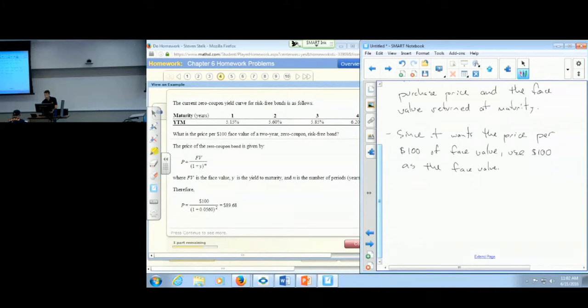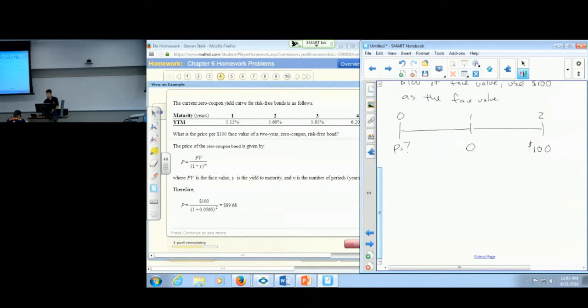Okay, let's map out the cash flows of this bond, knowing that we're going to use $100 as the face value. All right, we're looking for the price on a 2-year bond, so my timeline's going to have 2 periods. I'm looking for the price today. That's what it wants to know. I would buy it for some price today. This thing is a 0 coupon bond, so there's going to be no payment next year. But at the end of the 2nd year, I'm going to get the face value back. All right, if I were to buy it today, I would receive $100 in 2 years. So I'm going to pretend I receive $100 in 2 years.